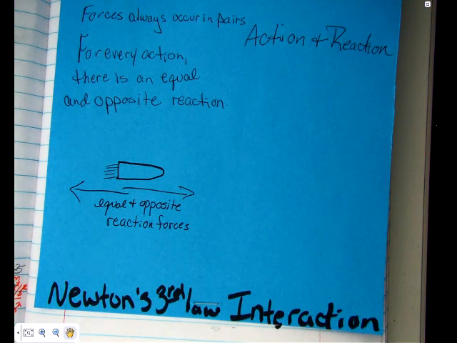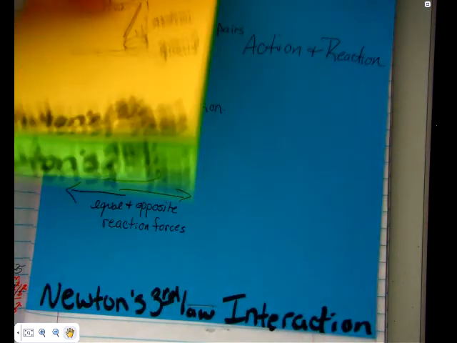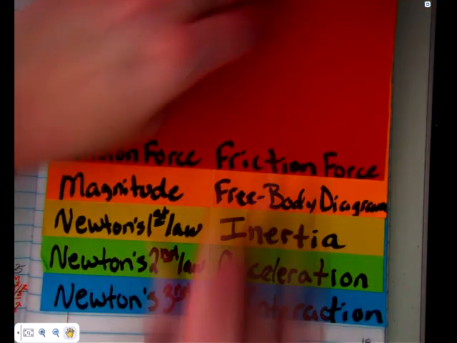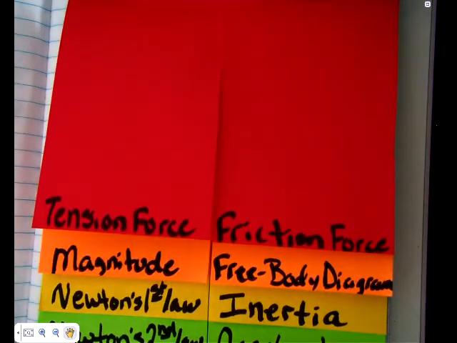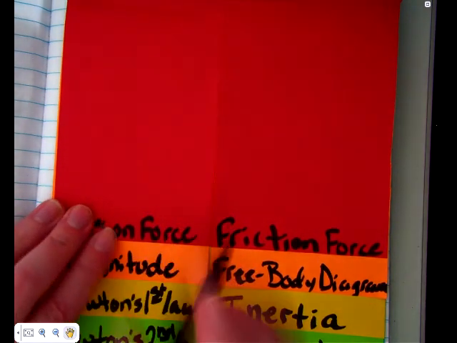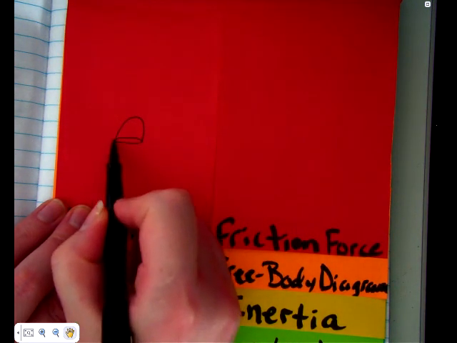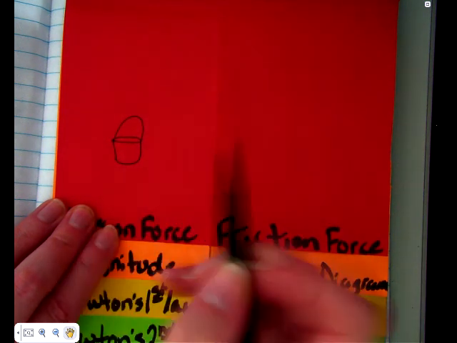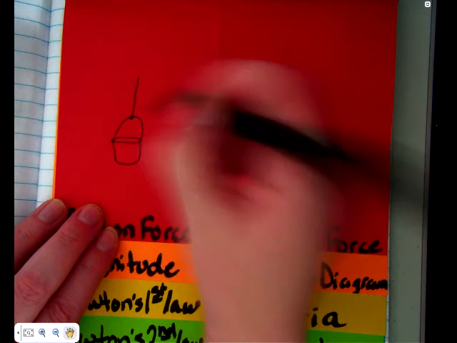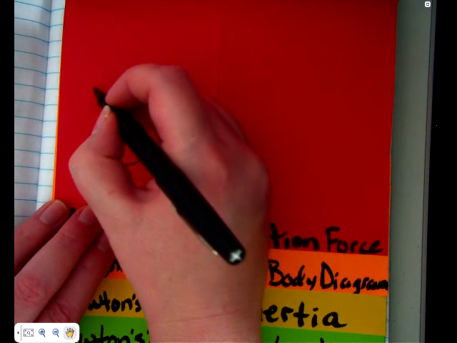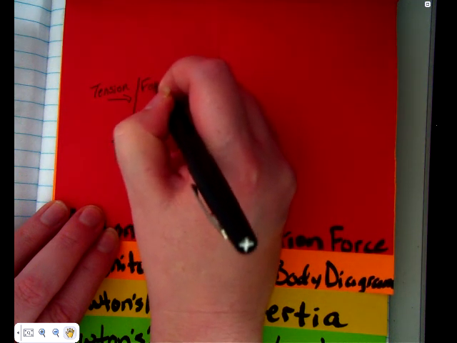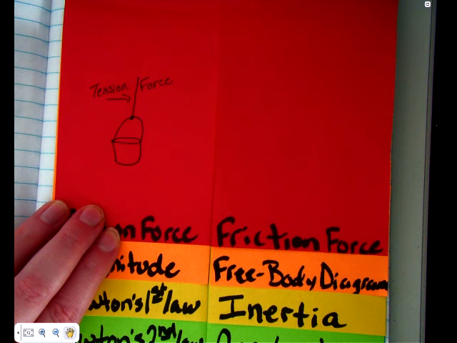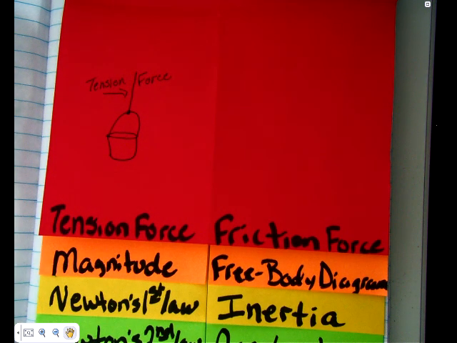A tension force, especially in a free body diagram, refers to anything that is on the end of a string or a rope. Okay, so you'll see problems about a bucket being hung by a string. Okay, and so the tension force is in the string.